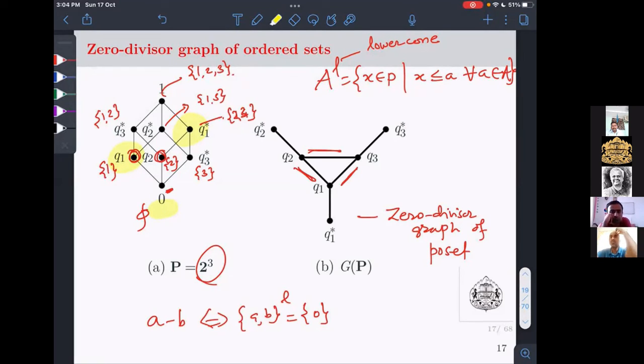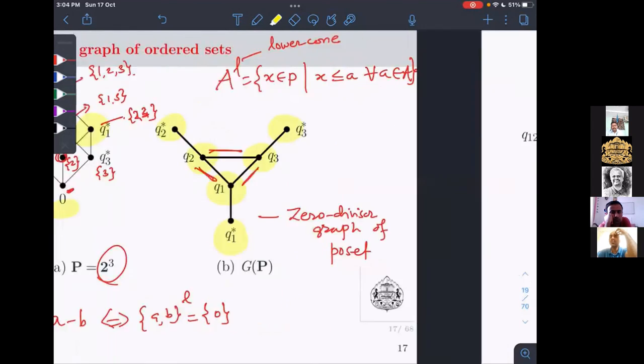Zero is only. So you can see that Q1 is adjacent to Q1 star. Similarly, Q3 is adjacent to Q3 star. Q2 is adjacent to Q2 star. Okay, so this is what the zero divisor graph is.